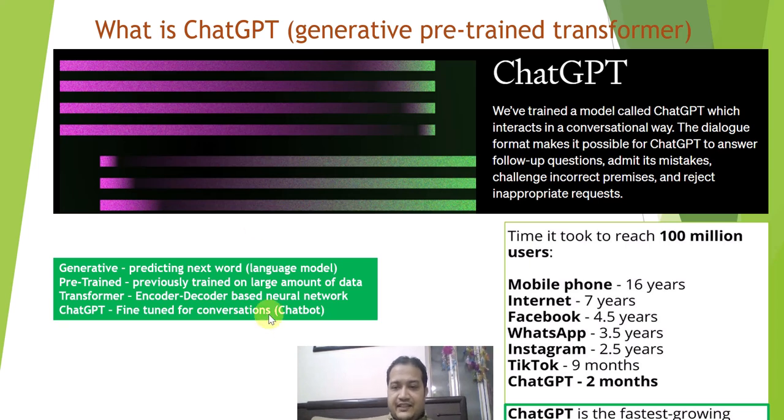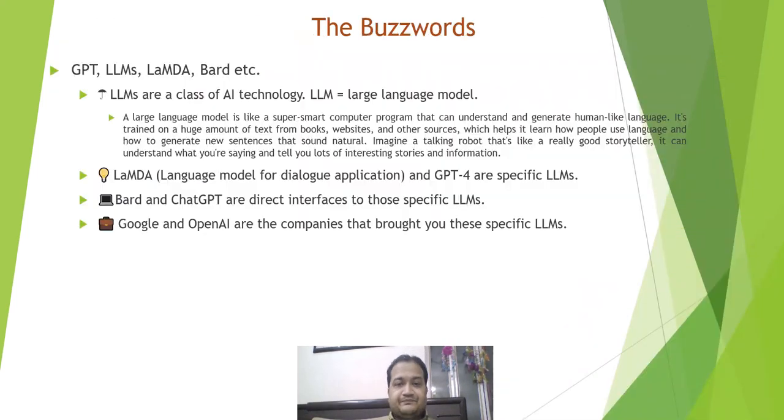But what is the most important thing about ChatGPT when it got introduced? I'll talk about something very peculiar here: ChatGPT is the fastest growing consumer app in internet history. If I talk about the mobile phone, internet, Facebook, WhatsApp, Instagram, they took around 4.5 years, 3.5 years to reach 100 million users. But ChatGPT reached 100 million users within 2 months. That is the fastest growing app in internet history till today.